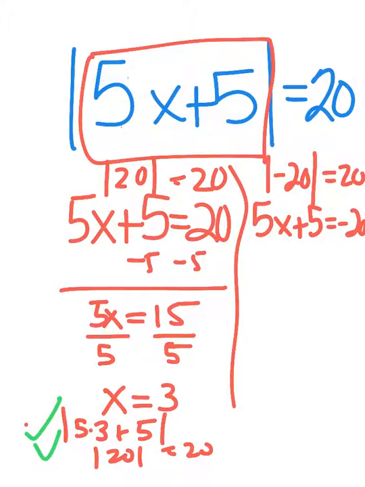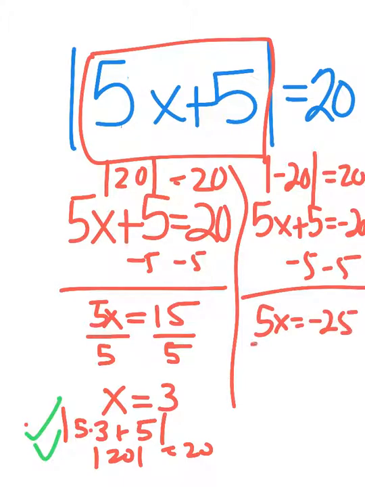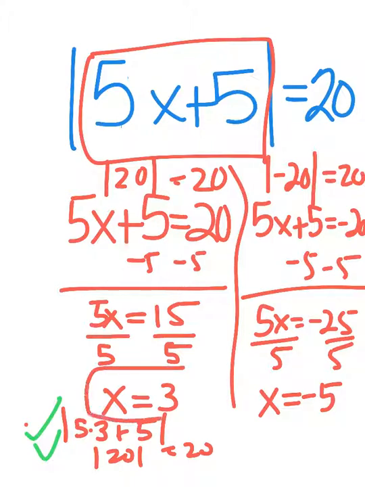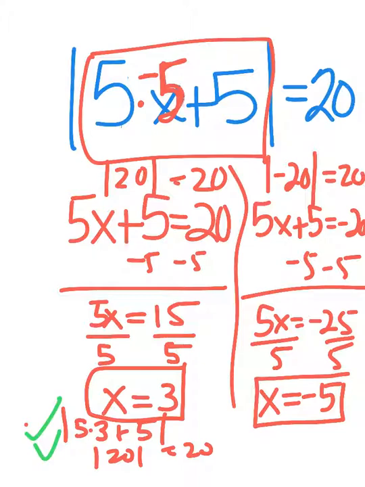Same thing here. I'm going to go ahead and subtract 5, and I get 5x equals negative 25. And I'm going to go ahead and divide by 5 because it's a multiplication problem, and I get x equals negative 5. So these are my two solutions: x equals 3 and x equals negative 5. I'm going to go ahead and take this negative 5 and slap it in right here. 5 times negative 5 is negative 25. Negative 25 plus 5 is negative 20. The absolute value of negative 20 is 20.